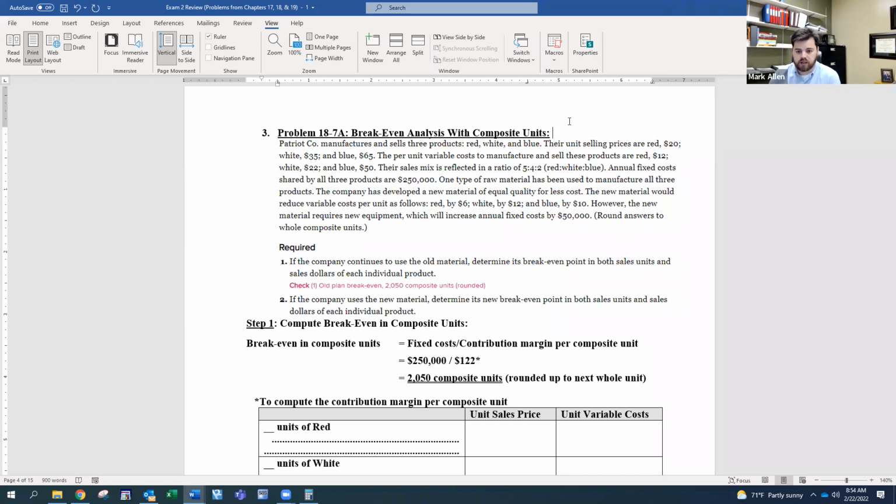They don't only sell one thing. They might sell 2 or 3 or 500 or 1,000 different products or more. And so what we find is that in real life, you actually need to do your break-even analysis with what we call composite units. And composite units work, as we're about to see in this problem, where you're going to have to figure out the ratio that you sell all of your pieces in. Then you're going to figure out a contribution margin per composite unit. And then at that point, it just works like normal. So let's go ahead and hop in and see how this goes.